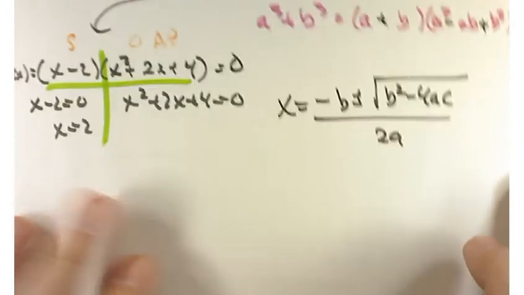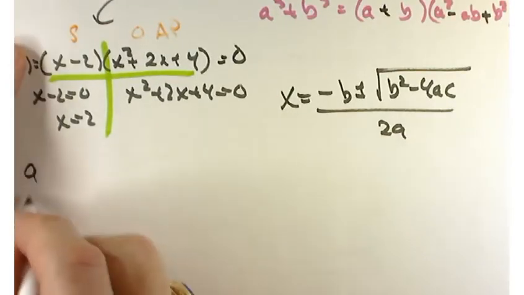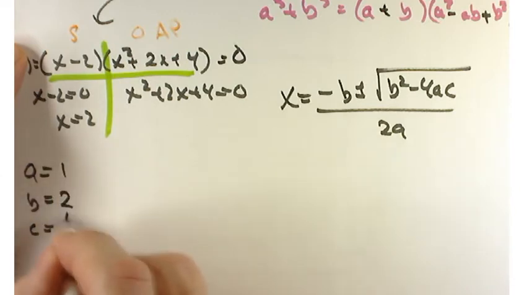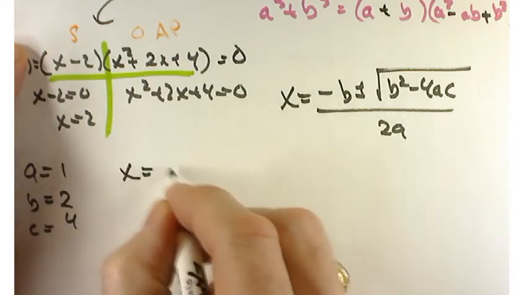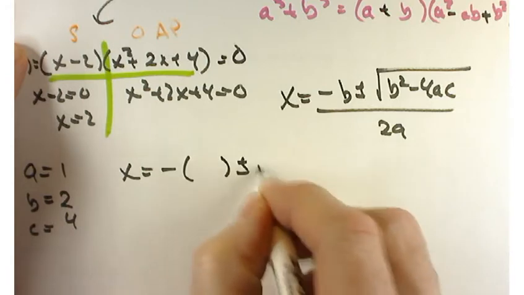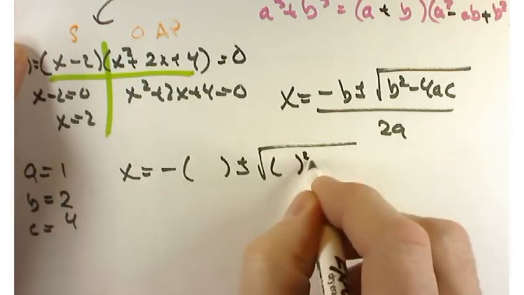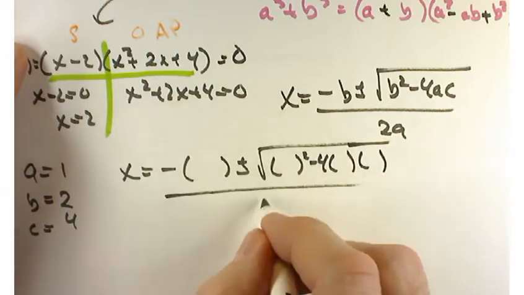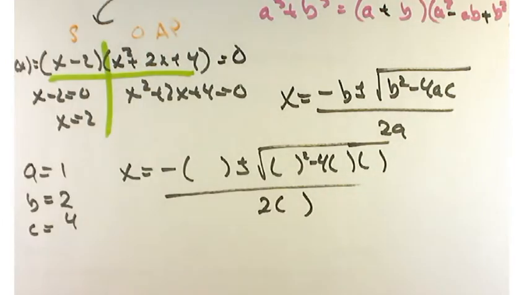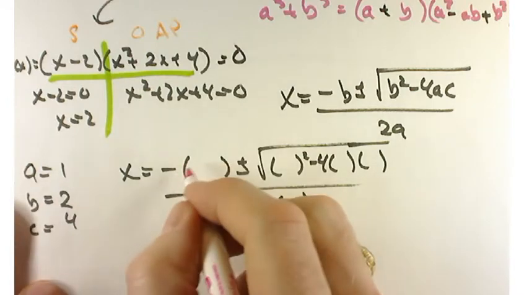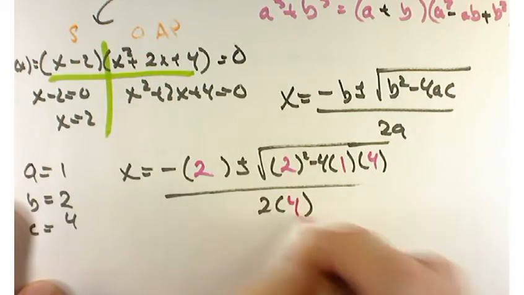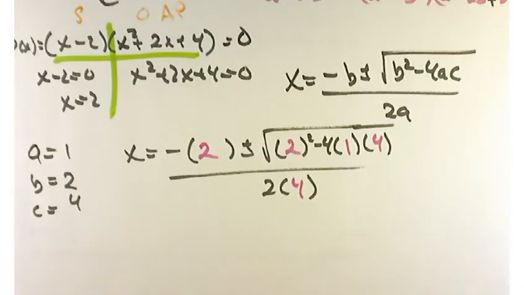Let's see if we can't fill this in. A, B, and C. 1, 2, and 4. Now this one's kind of friendly because all the values are positive, but especially if you have a value that's negative, I strongly encourage that you just write the quadratic formula with a bunch of empty parentheses and then fill it in with those appropriate coefficients.